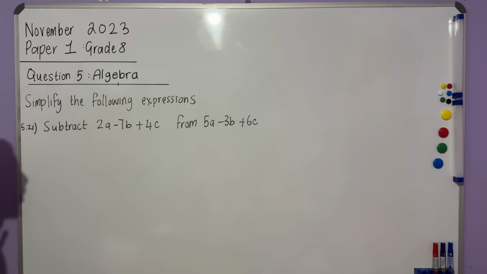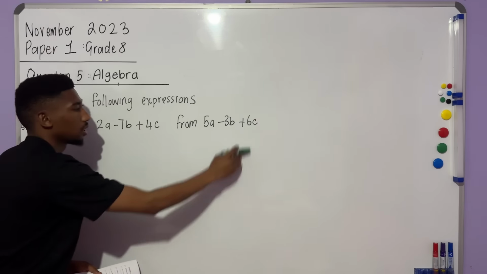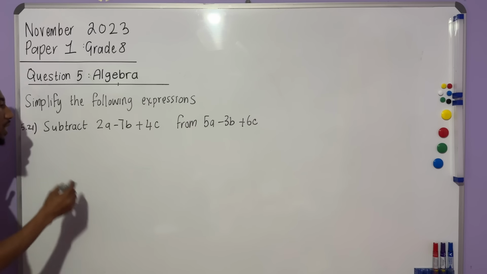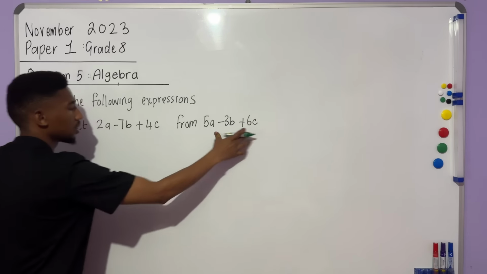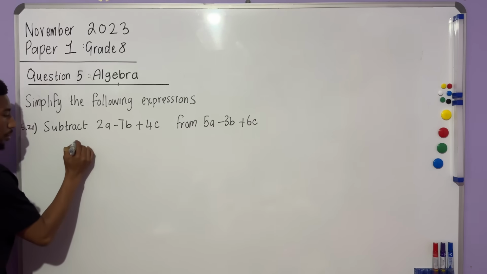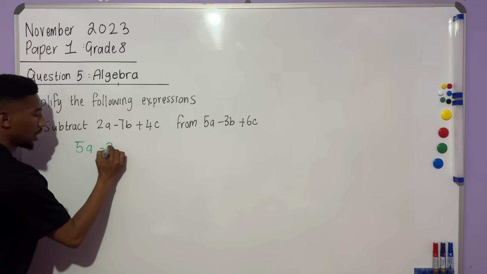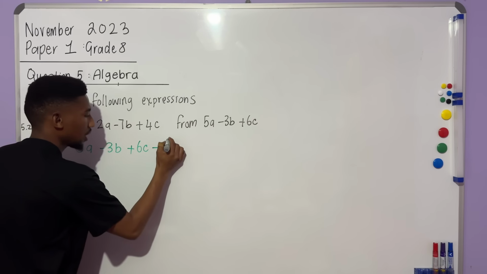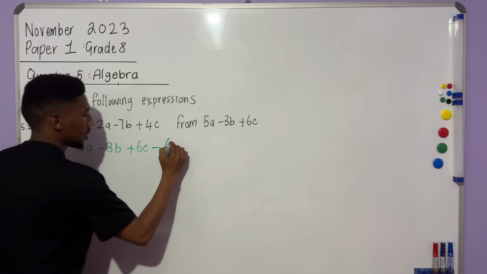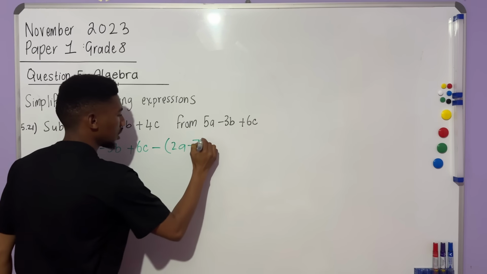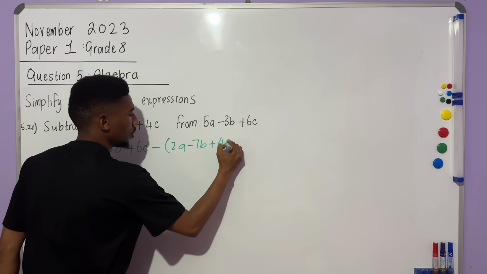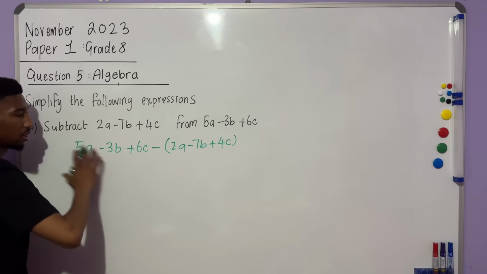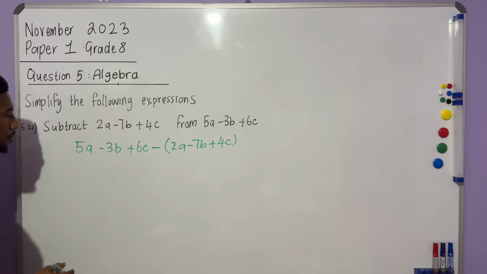Okay. Now we are working to subtract two expressions. That is going to work differently. So when we're subtracting two expressions, firstly, we're going to start with what it says after from. So you're going to start with 5a minus 3b plus 6c. Then you're going to put a subtraction sign and the first expression in brackets. So it's 2a minus 7b plus 4c. You need to make sure that this method is different to adding expressions.